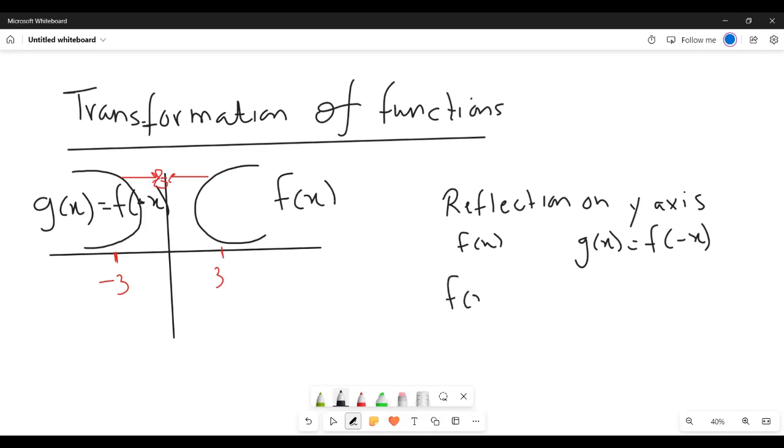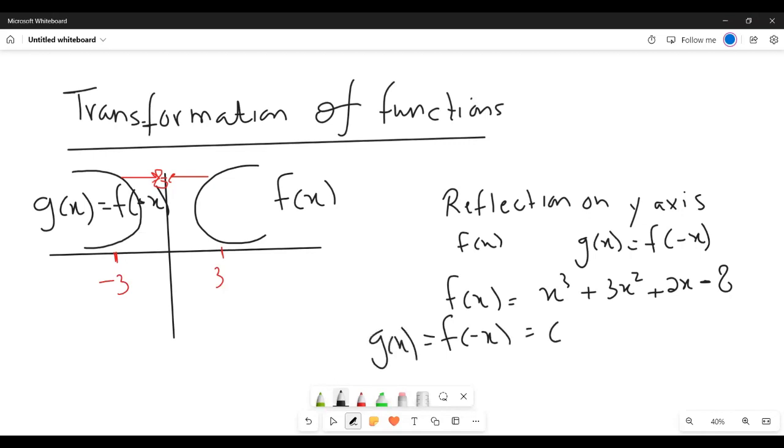That means if fx is, let's say, x cubed plus 3x squared plus 2x minus 8, then f of minus x would be gx. And you're going to replace x with minus x throughout.